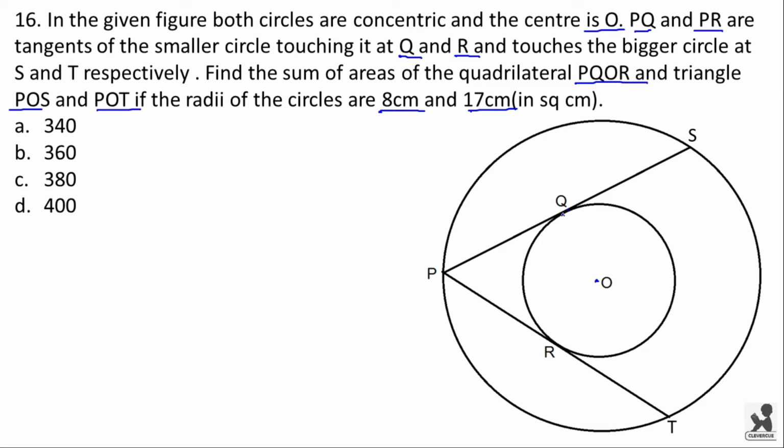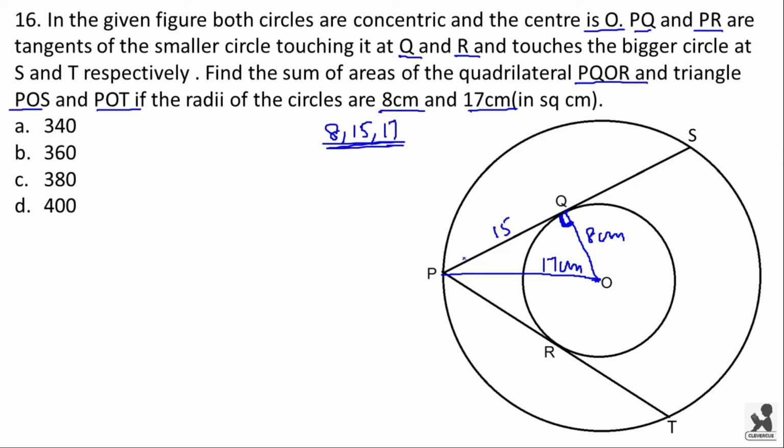Now let us connect this. Here OQ is 8 centimeters and PO is 17 centimeters. Now here we have 8, 15 and 17 as Pythagorean triplets. So the length of PQ will be 15 because it is right angled here. When the tangent is connected with the center, the line drawn from the center to the tangent touching point makes 90 degrees with the tangent.